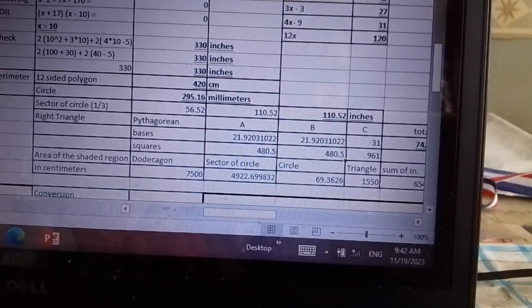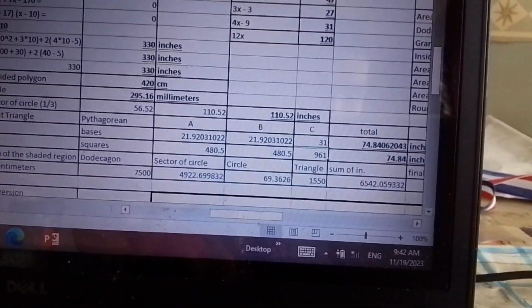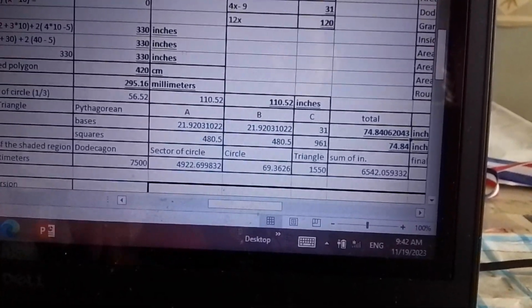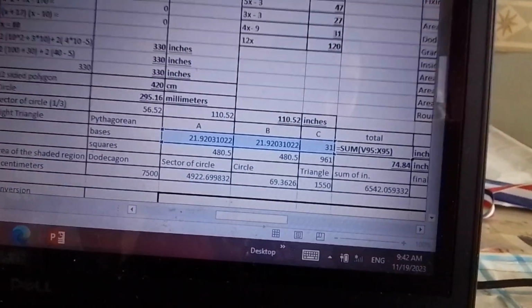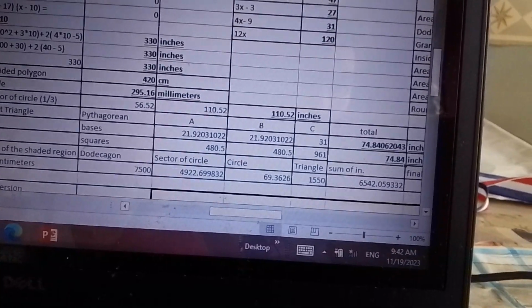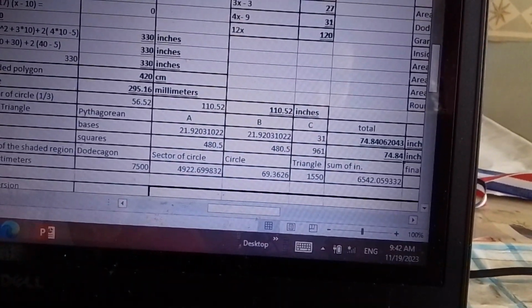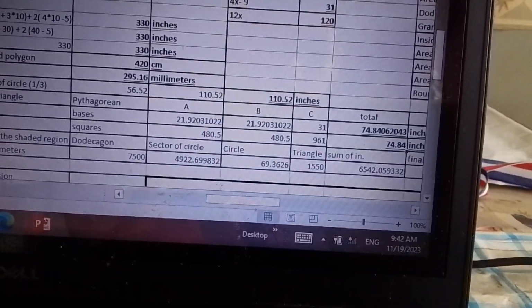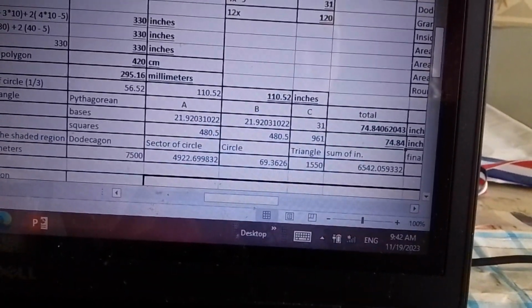And then, you get the perimeter of everything, you add it up, you sum all the 3 sides. What did you get? Sum of the 3, you should get 74.84. Alright? To round it off. Yun lang. And the perimeter of everything is this.